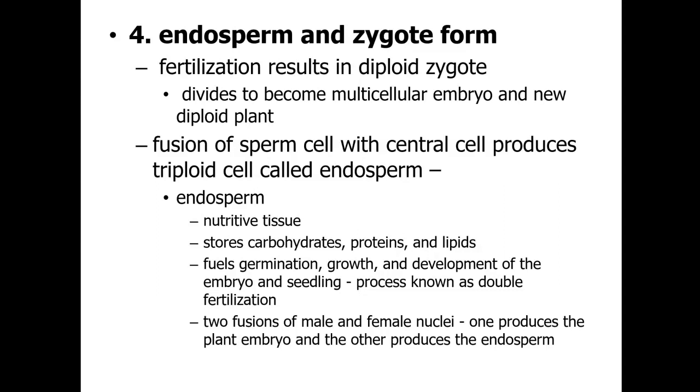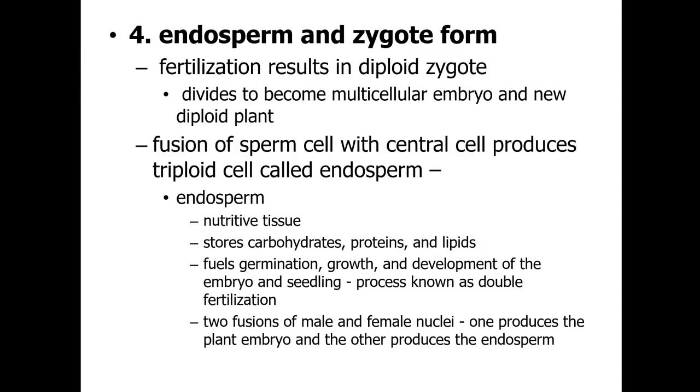So next, we have the endosperm and the zygote formation. The fertilization of the egg creates the diploid zygote, which is going to be the new plant. It's going to divide to become a multicellular embryo and eventually what you would see and recognize as a plant outside. The fusion of sperm cells with the central cell is going to produce a triploid cell called the endosperm.